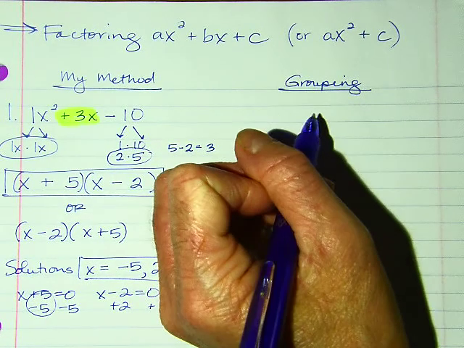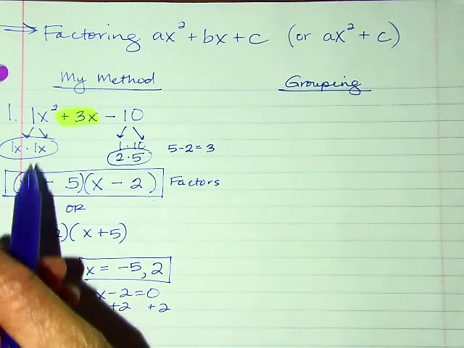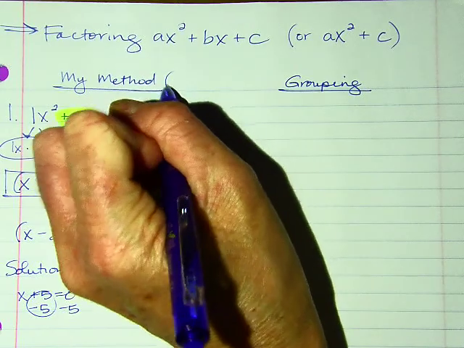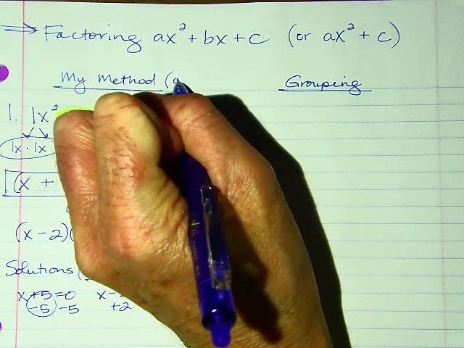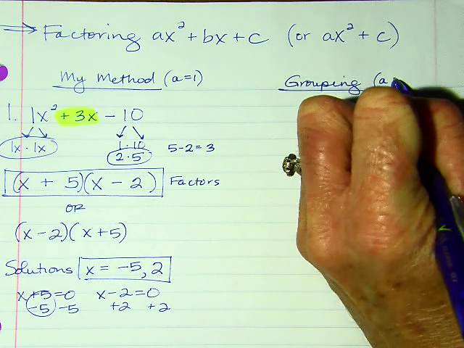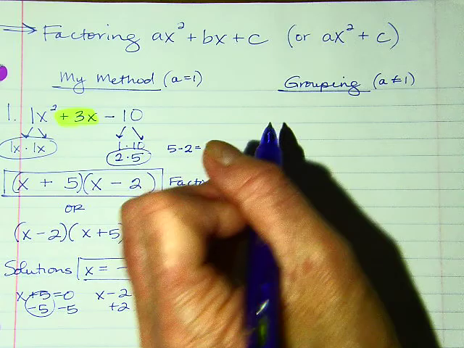Grouping works really good for really complicated problems. My method works great when A is 1. Okay? My method is perfect when A equals 1. Grouping works great when A does not equal 1. Now, I'm going to do it for this one just so you can see it.